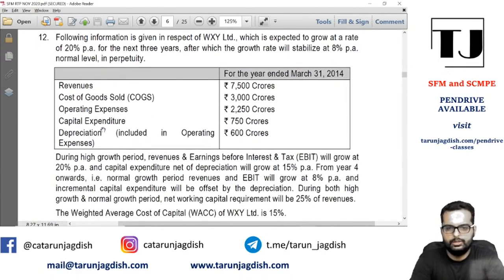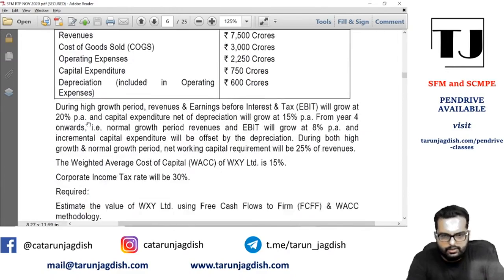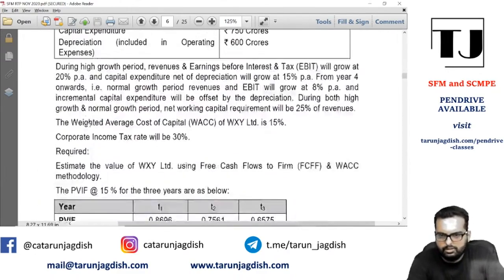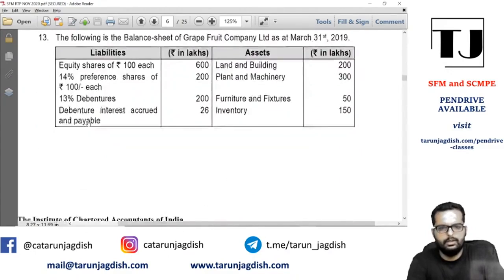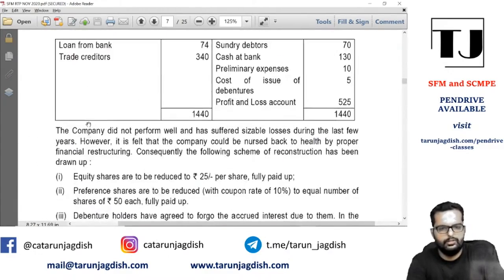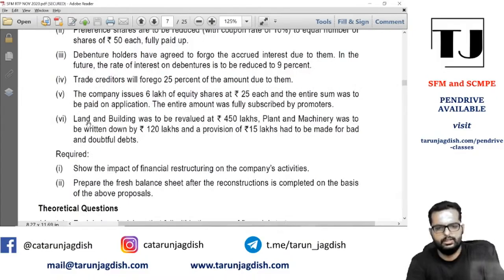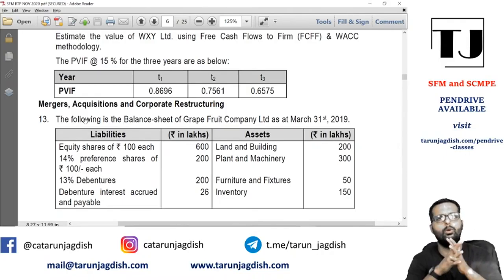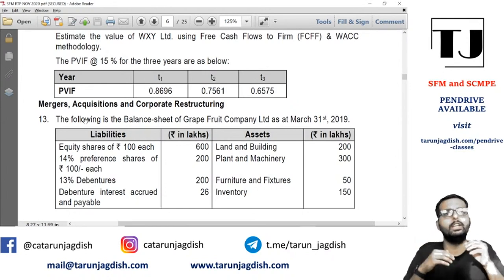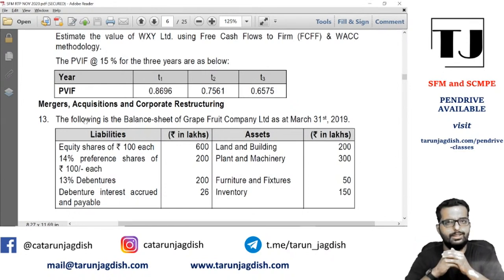Corporate valuation. Okay. Friends, this question is a long question. It should take us around 20 minutes at least to complete this and mergers. Shall we do these two questions tomorrow? I think these two questions will go restructuring and mergers. We can do it tomorrow. So in that case, today we are done with this, friends. With tomorrow, we'll be done with SFM RTP 2020, and then we will start off with SCMP RTP November 2020.